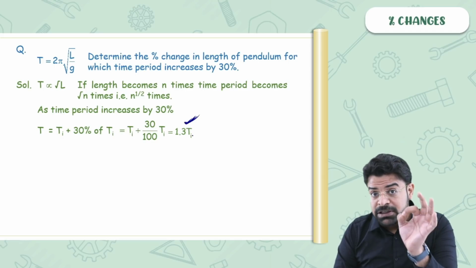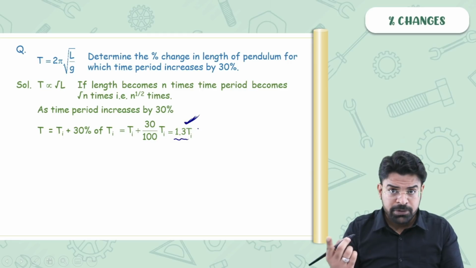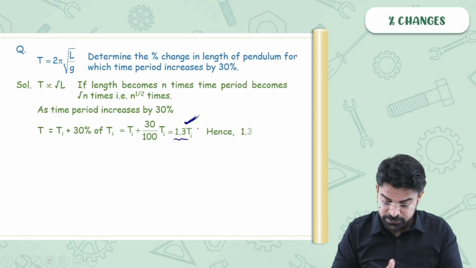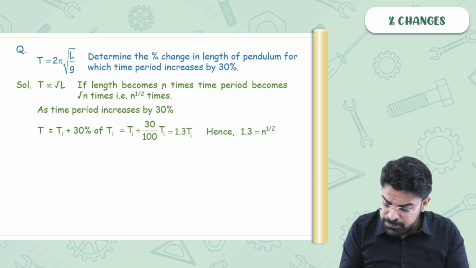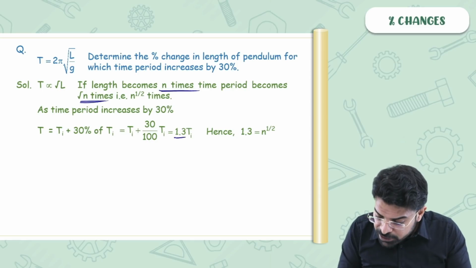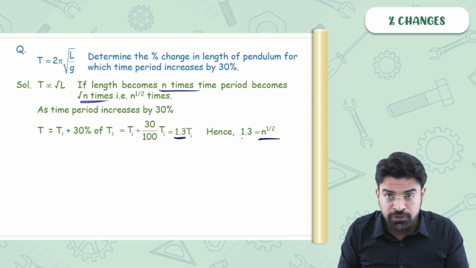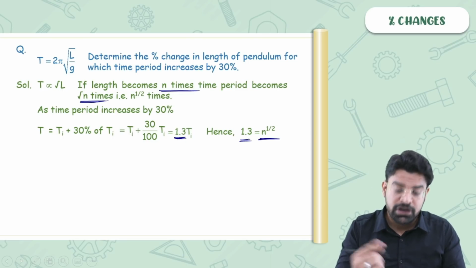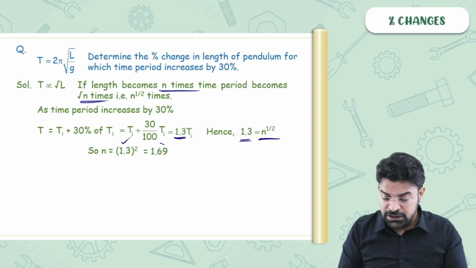You need to find the percentage change in length. If the time period should increase by 30%, or become 1.3 times, then the length should become how many times? As the length becomes n times, the time period becomes root n times. You want the time period to become 1.3 times. So it means that root n, or n raised to the power of half, equals 1.3. If n raised to the power of half equals 1.3, what is n? So n will be equal to 1.3 square. So 1.3 square is 1.69.